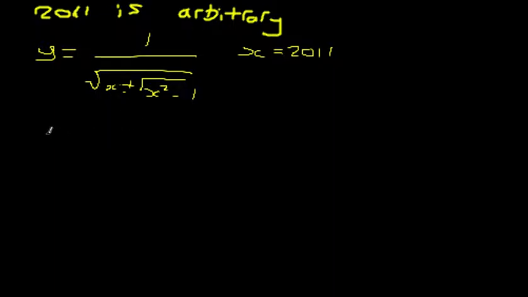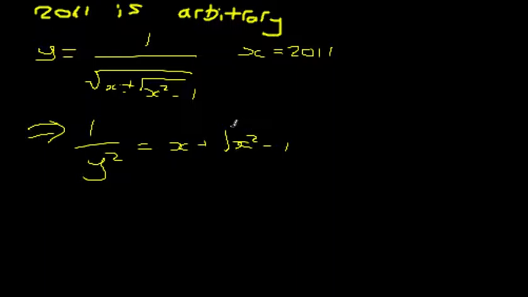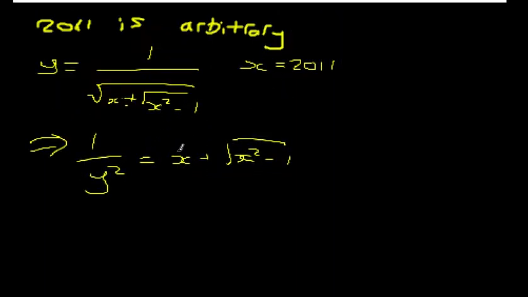So there are a couple of natural things to do. The first one is the most simple: if we square both sides and reciprocate, then we get that 1 over y squared is just x plus square root of x squared minus 1. Okay, that's kind of a reasonably nice form.